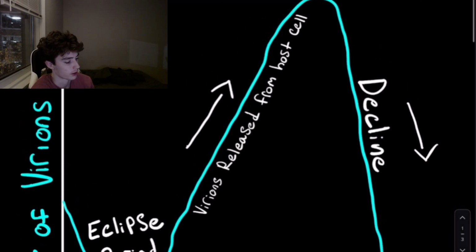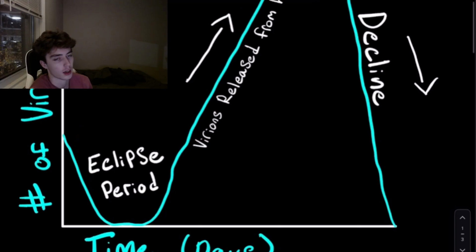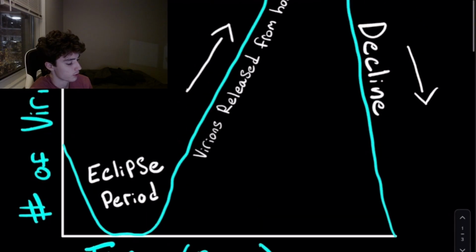So the decline would just be that the number of virions have started to go down. And this is mainly due to your T cells. Your immune system has fully kicked in, and your symptoms are starting to even out and go down. So pretty intuitive when you look at it.